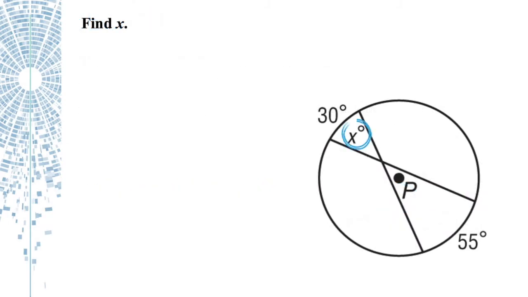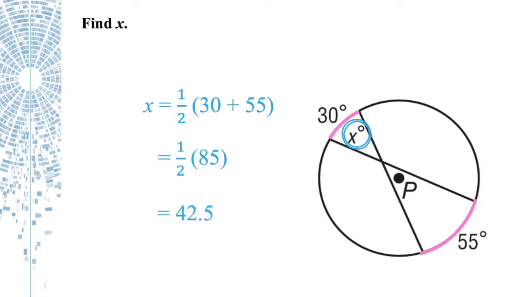Okay, we need to find X. Right, well, there it is. But let's find the measure of angle X. So the measure of angle X is 1/2 the sum of its intercepted arcs. So 1/2 of 30 plus 55, 1/2 of 85, which is 42.5.